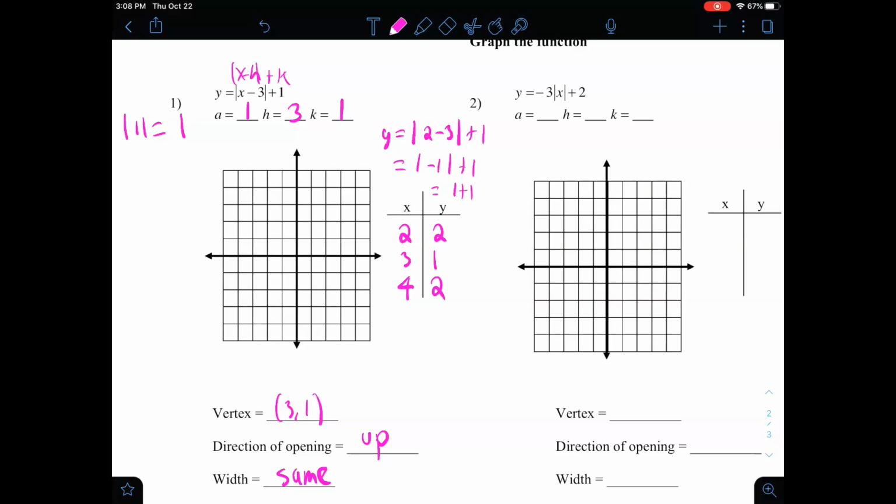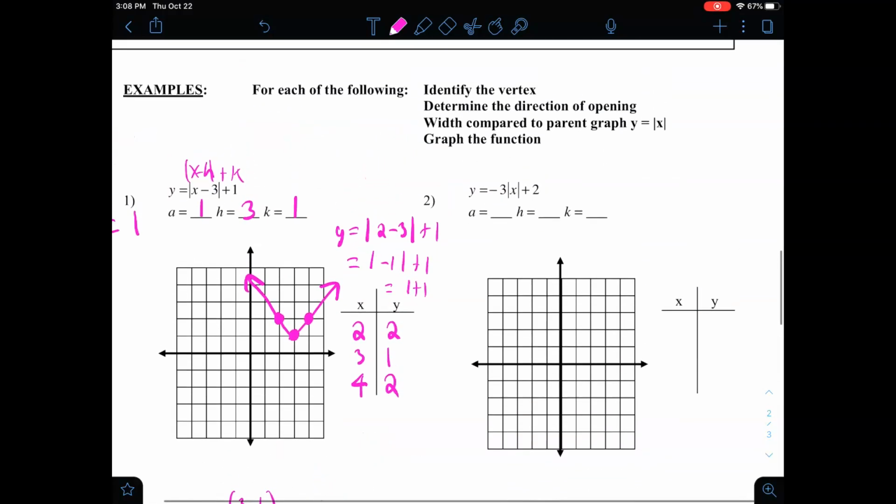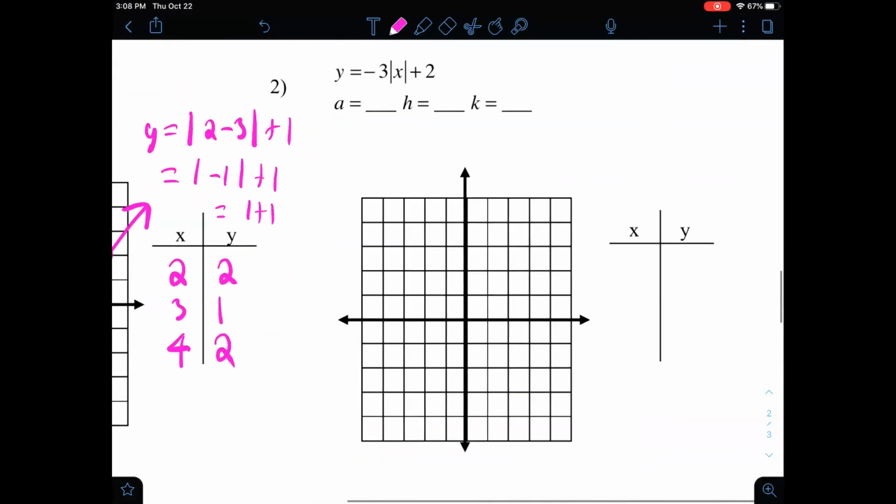All right, let's graph it. So we got (3, 1), so we're going to go right 3, up 1. We got (2, 2), we're going to go right 2, up 2. We got (4, 2), we're going to go right 4, up 2. And there's our graph. There's our V. Basically, it's just the parent graph. It's been shifted over to the right 3 and up 1.